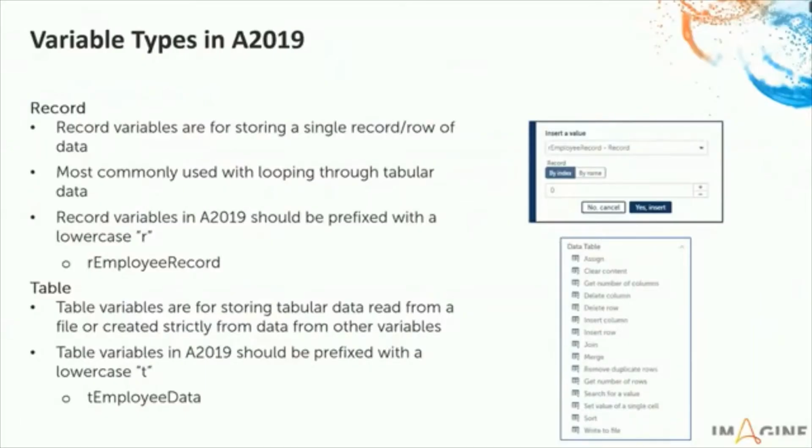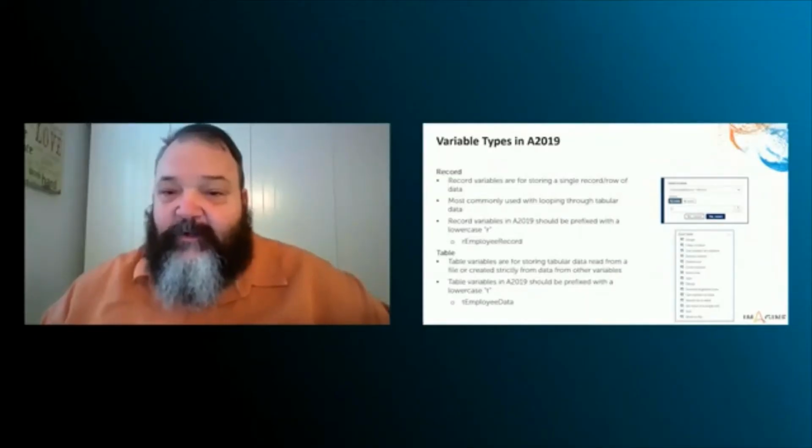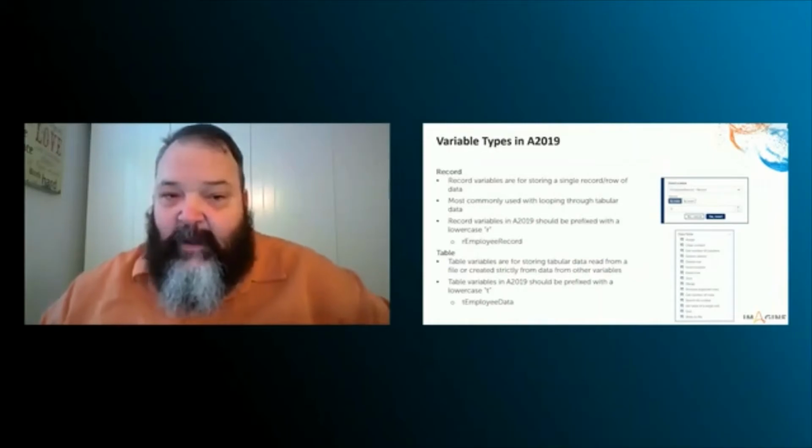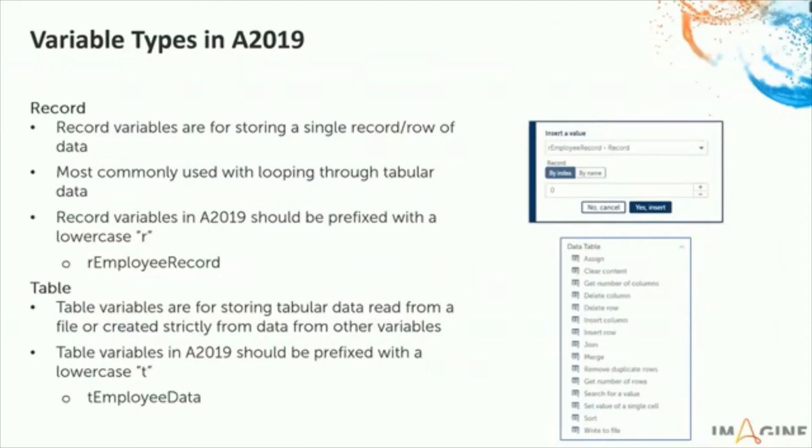A record variable is used to store a single row of data, usually from a table. So if we're looping through a table of information, either from a database or a spreadsheet or a table on the internet, as we're looping through that table, we'll get access to each row by storing that line of data into a record variable. Record variables should be prefaced with the lowercase r, and we can reference the different columns stored in that record either by index or by name if the tabular data includes a header.